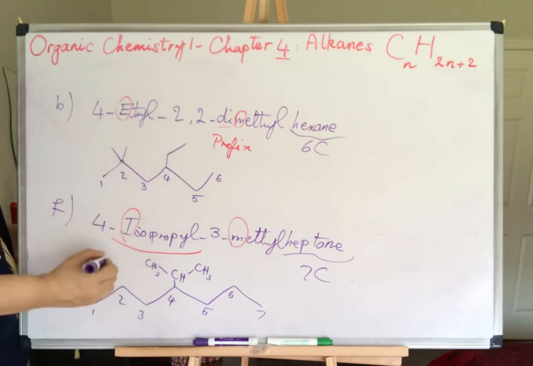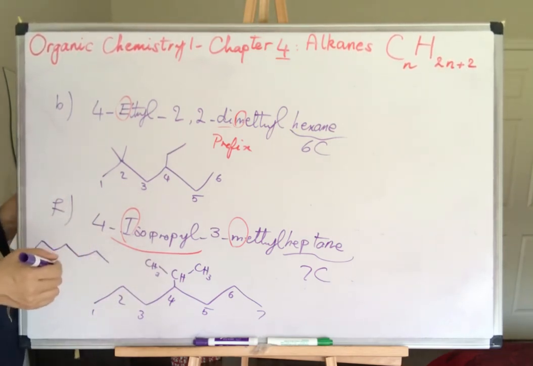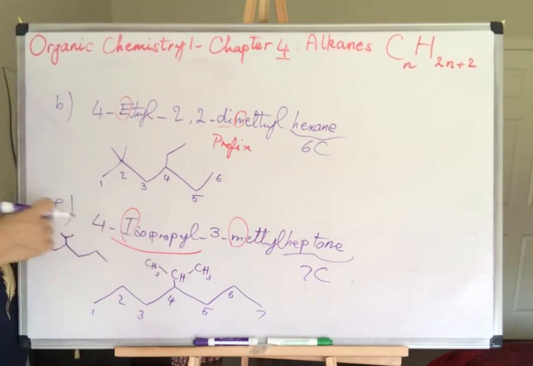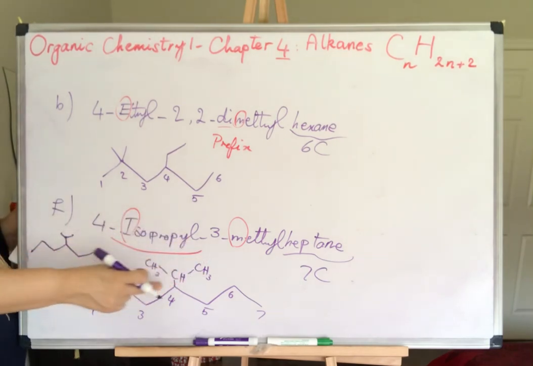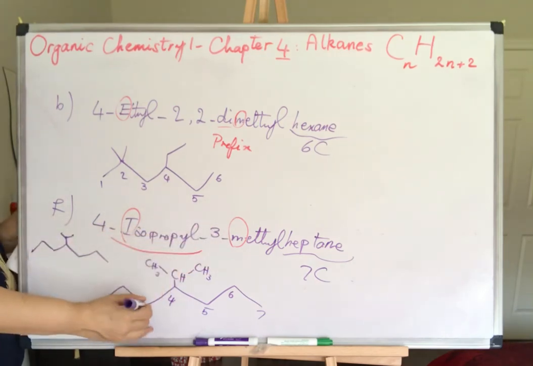Or you can see it as this. 1, 2, 3, 4, 5, 6, 7 heptane there. Or you might see it as this. This is the same. This is CH and CH3, CH3. This is the more correct way for a skeletal structure. I drew it this way to show you what I mean. So there's an isopropyl on 4th and there's a methyl on the 3rd carbon.